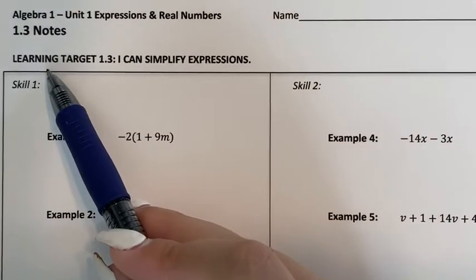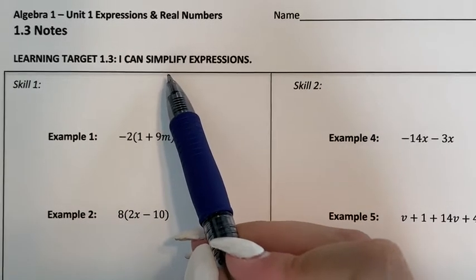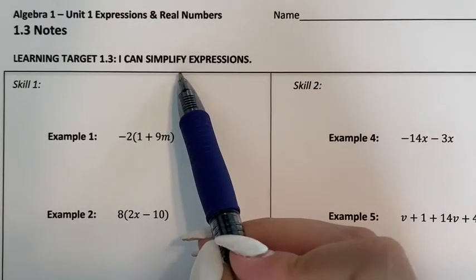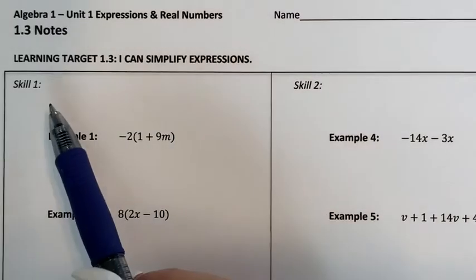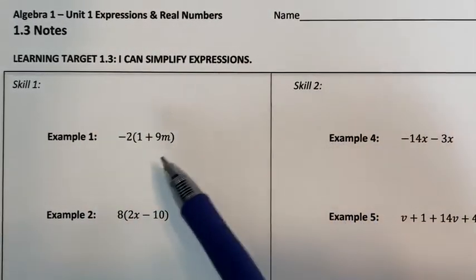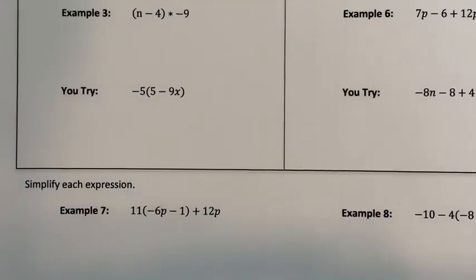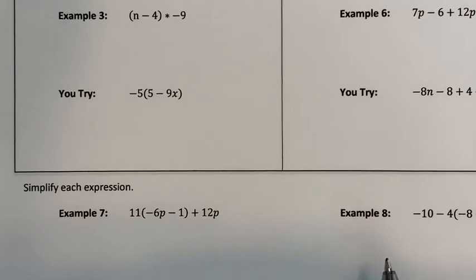We're going to take a look at Learning Target 1.3, I Can Simplify Expressions. In today's notes, we have split this learning target up to involve two different skills. So the order of the skills matters, and we're going to practice the two different skills separately before we move on to try a couple examples where you have to do both skills in the same problem.